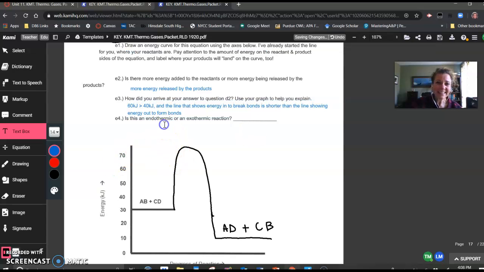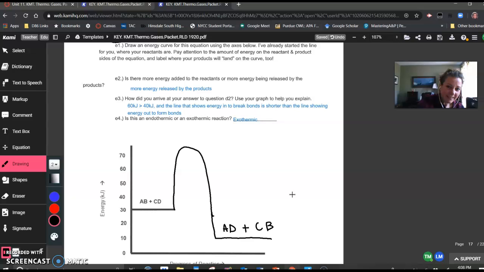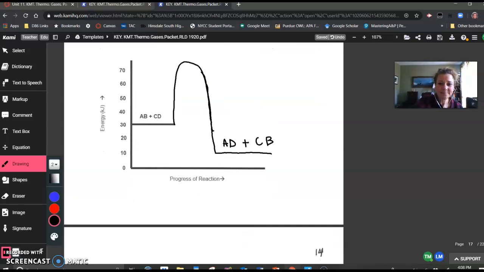Okay, next, is this an endothermic or an exothermic reaction? This is exothermic. Again, because our energy out, so our line over here, is longer than the energy that's going in.